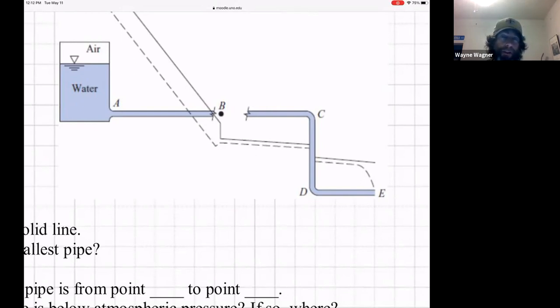So hopefully you can see, based on what I just said, the pressure goes negative a little bit before B, and it stays below atmospheric until somewhere between C and D.